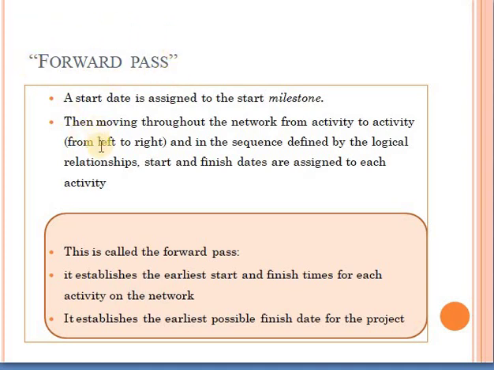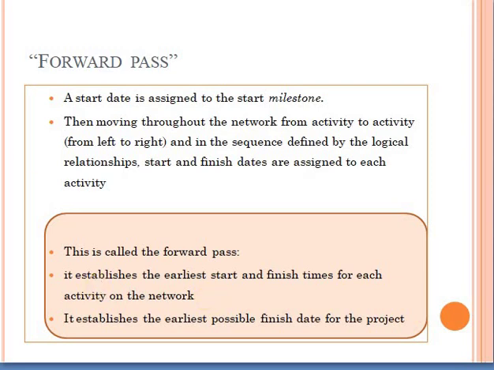So I'm moving from left to right in my network with the sequence that I have determined, using the predecessors and the successors, so I know the relationship between the activities. When I do this, it means that I'm calculating the forward pass. What do I get out of the forward pass? It establishes the earliest start and finish time for each activity on the network, so I can tell what is the earliest possible time to finish or complete the project.